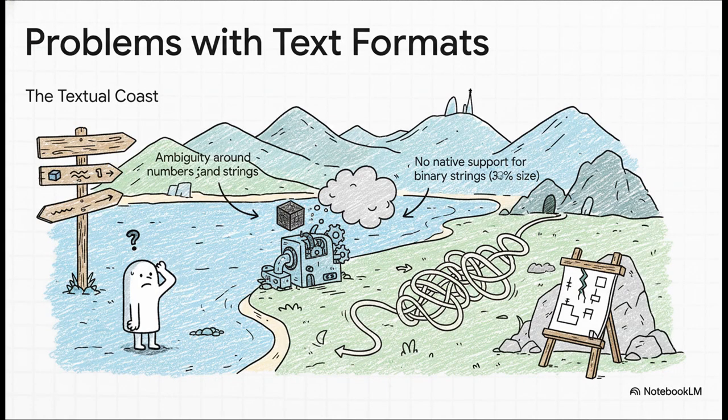Let's start our journey on that southern coast. Formats like JSON, they're super popular, right? Because we humans can read them, but they come with these hidden problems. Numbers can be ambiguous. Binary data has to be awkwardly crammed into text, which bloats its size by a third, a whole 33%. And since schemas are optional, you end up hard-coding all this messy logic into your application just to figure out what the data means.